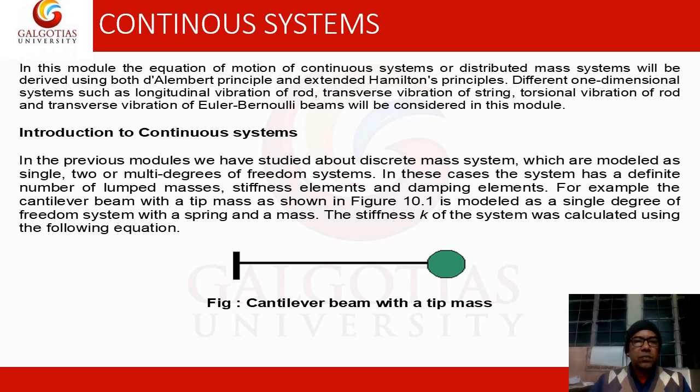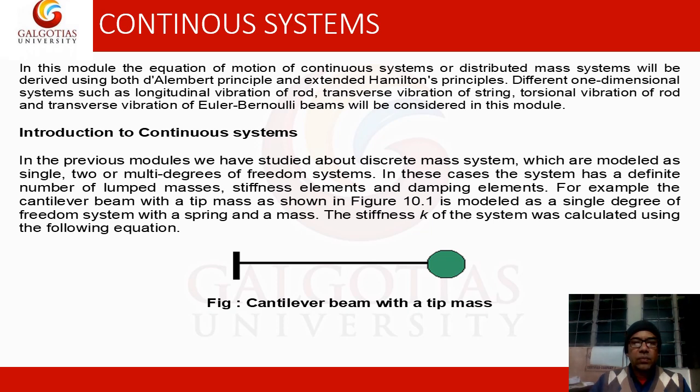In the previous models, we have studied discrete mass systems, where single or multi-degree of freedom systems have been studied. In these cases, the system has a definite number of lumped mass, stiffness elements, and damping elements. For example, the cantilever beam with the tip mass as shown in figure 10.